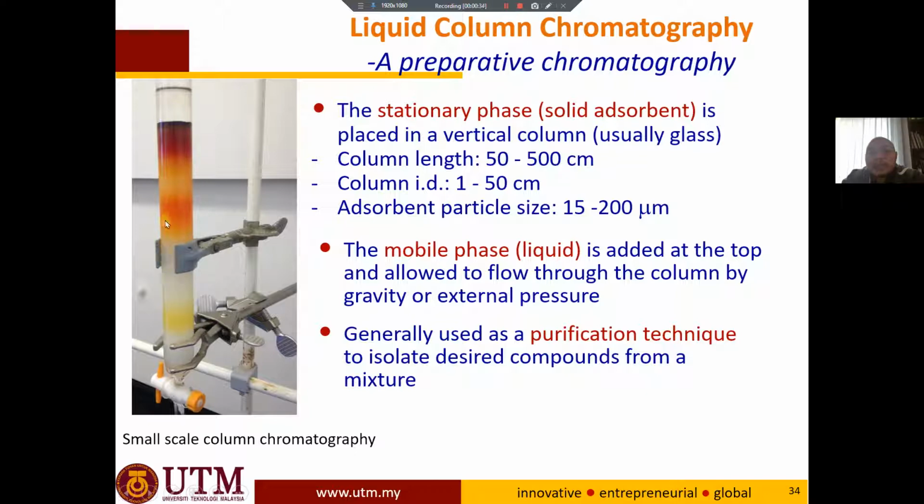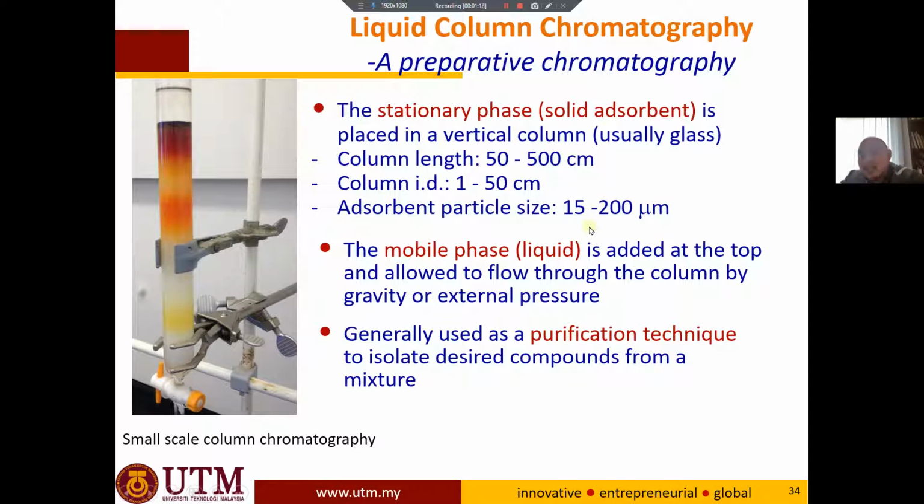Inside here we have the silica stationary phase. We can use alumina as well. So the stationary phase is placed, or we can pack it, in a vertical column. The vertical column is usually made of glass, because we can observe it with our naked eyes. The column length, the column ID, the absorbent phase particle size: you are not necessarily required to remember these, because I will not ask you exactly what the column length is, what the ID of the column is, or the diameter of the absorbent particle size. That is something I would hate, if I were a student, to remember in such exact detail.